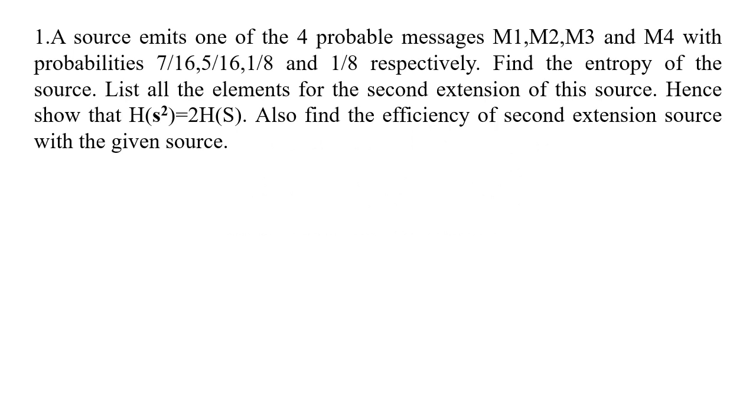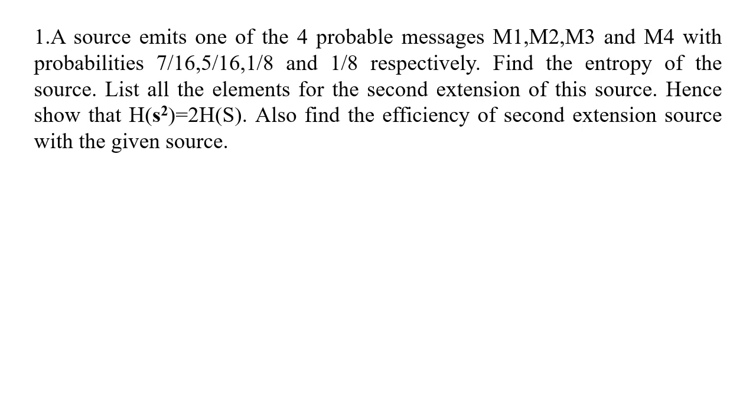First problem: a source emits one of the four probable messages M1, M2, M3 and M4 with probabilities 7/16, 5/16, 1/8 and 1/8 respectively. Find the entropy of the source, list all the elements for the second extension of the source, hence show that H(S^2) is 2 times H(S). Also find the efficiency of the second extension source with the given source. That is, we are going to compare the efficiency of the given source and the efficiency of the second extension source.